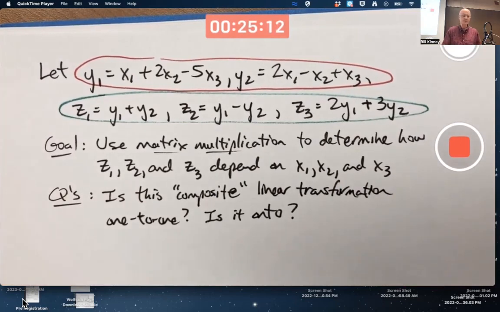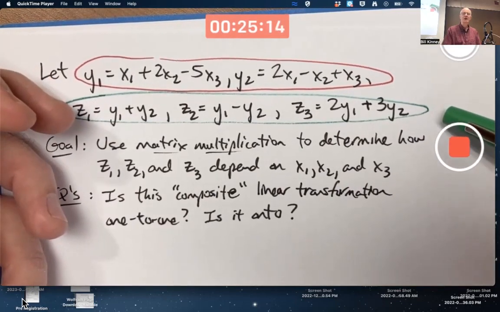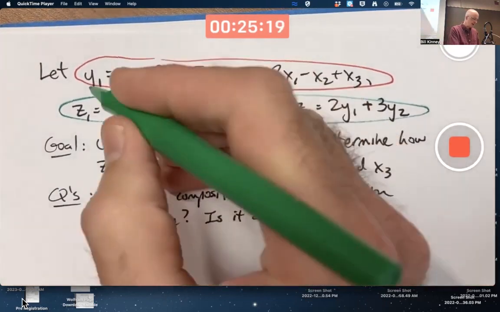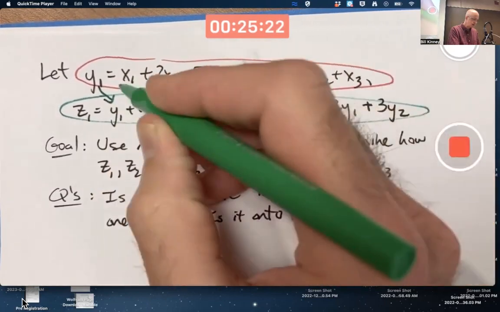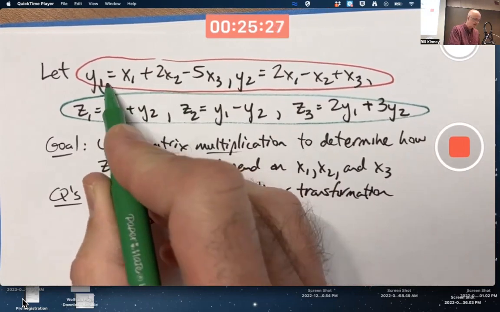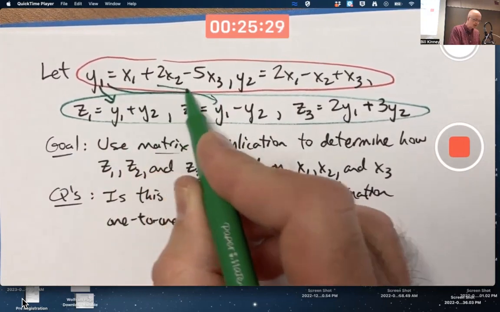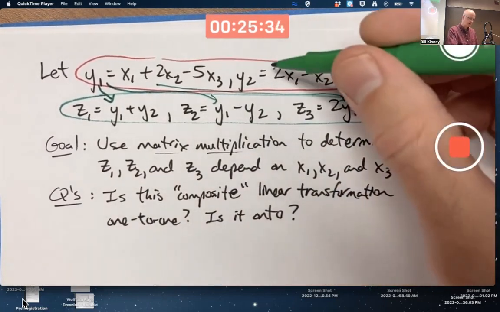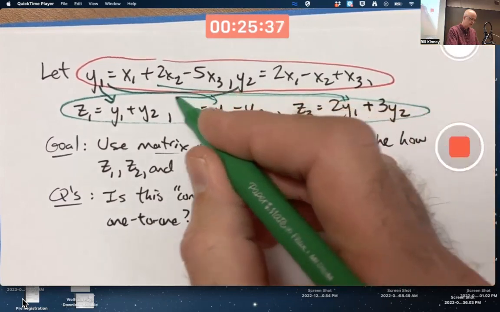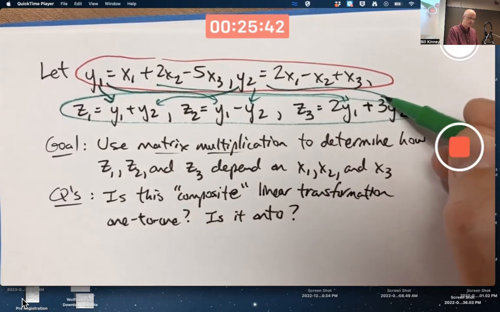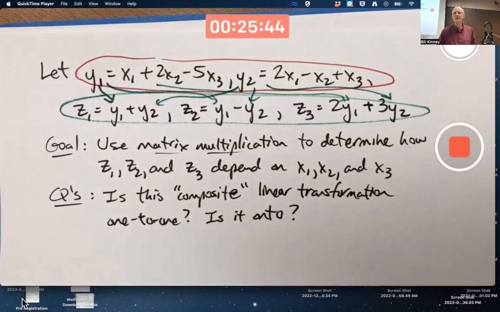I'm effectively composing these transformations. You could do this without matrix multiplication. How? By taking the y1 equation in terms of x1, x2, and x3 and substituting in these spots, and then taking the equation for y2 in terms of x1, x2, and x3 and substituting in these spots. So this could be done without matrix multiplication. But we also can do it with matrix multiplication, and that's the goal.